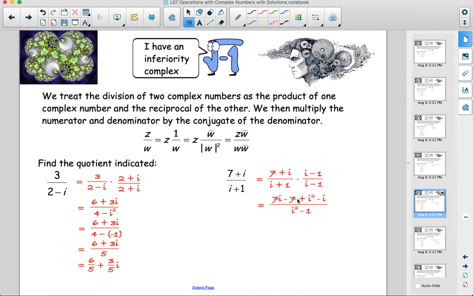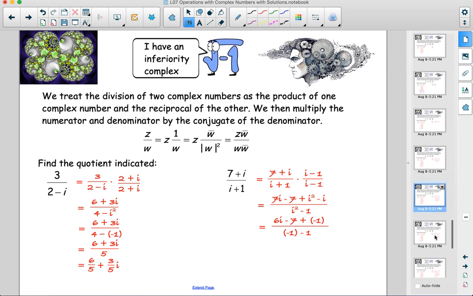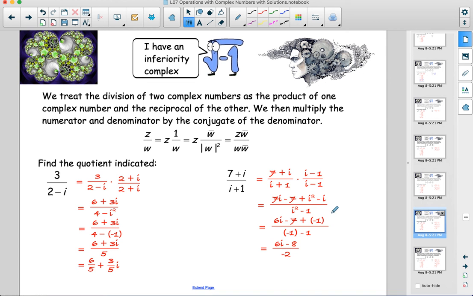And we're going to have to clean up now. We could do 7i minus i is 6i. That's negative 7 plus negative 1 minus 1. So there's the 6i minus 7 plus negative 1 minus 1. That's going to give us 6i minus 8 all over negative 2. And then we're going to divide. We're going to get positive 4 minus 3i. So when we divide these two complex numbers, notice it returns a complex number.